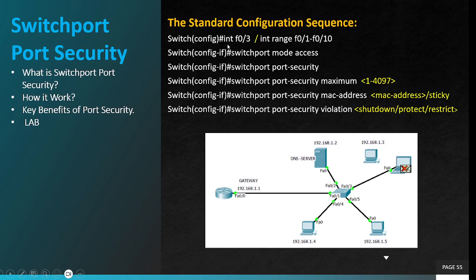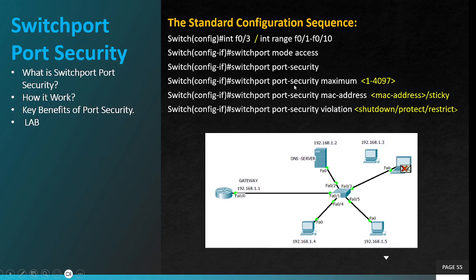If you put just interface and the interface name, it will work on one port. If you put interface range, you can provide the range. Then the next command is switchport mode access. Here you are creating an access port. An access port is a port where end devices connect. Then switchport port-security. This is the command to enable port security. If you want to disable it, you use no switchport port-security.